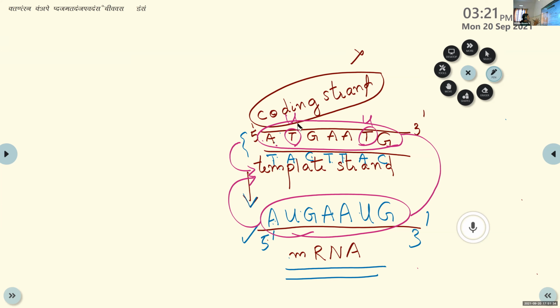So if coding strand is given, then there the same scheme or the same sequence of nitrogen bases will be found on it.